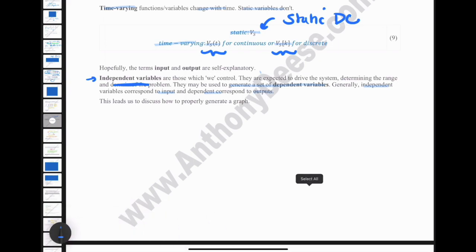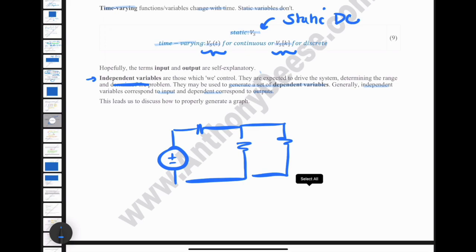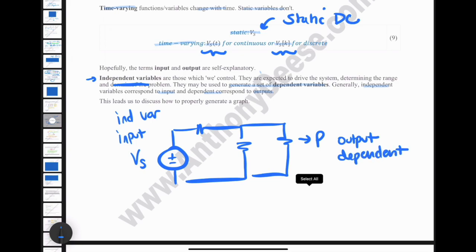So let's say I have a circuit that looks like this. More times than not, your source is going to be considered to be your input or your independent variable. And let's say, for example, the power consumed by a given resistor, that could be an output, or a dependent variable. Now, the definitions of these terms and how they're used will differ depending on the application.